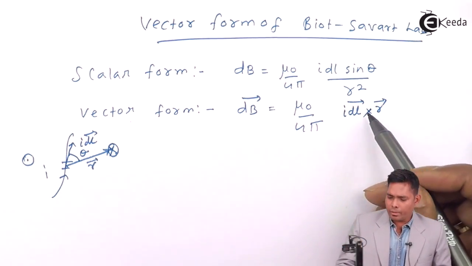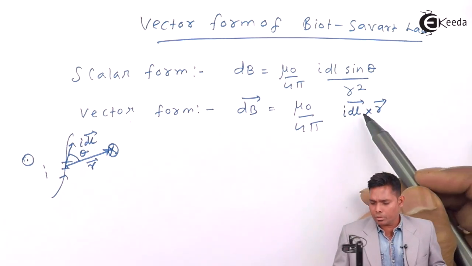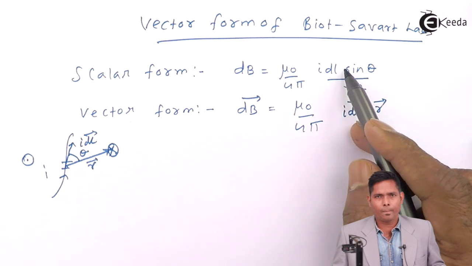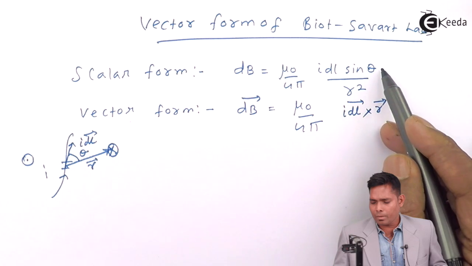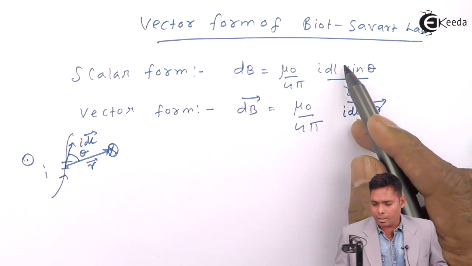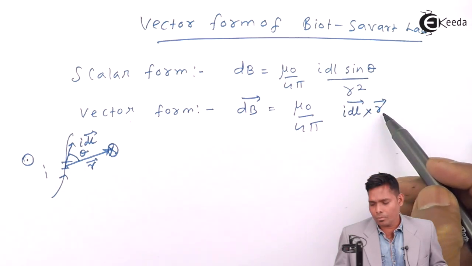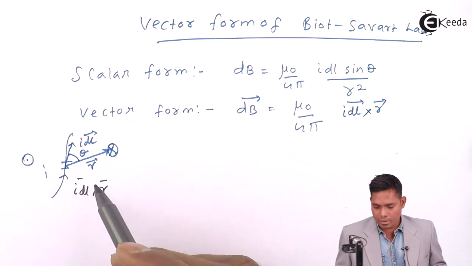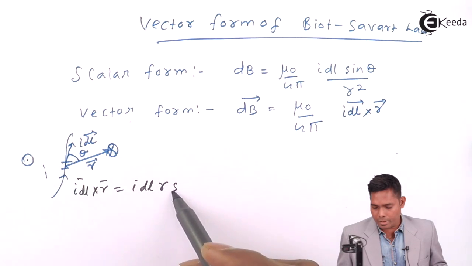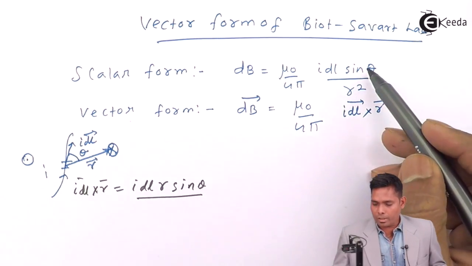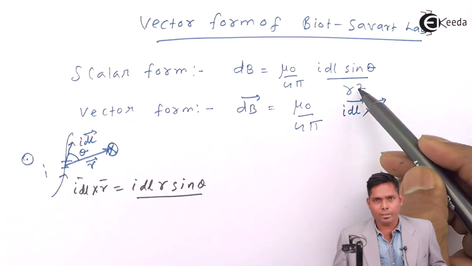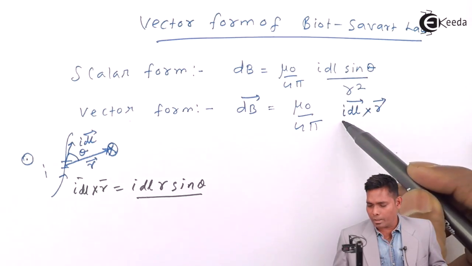But then we also know that A cross B is AB sin theta. So if I just open it up, this will be IdL R sin theta. But there is no R over here. Okay, there is no R over here. So I'll do one thing. I'll multiply one R here. So it will be IdL R sin theta, which is the opening of this, because IdL cross R is IdL R sin theta. Here I only have IdL sin theta, there is no R, so I'll multiply one R here and one R there. So this expression becomes this and divided by R cube.